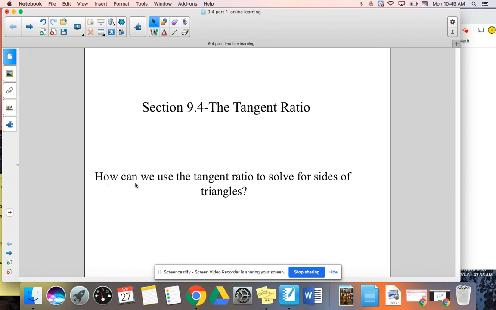Today we will be doing section 9.4, the tangent ratio. Our essential question is, how can we use the tangent ratio to solve for the sides of triangles?